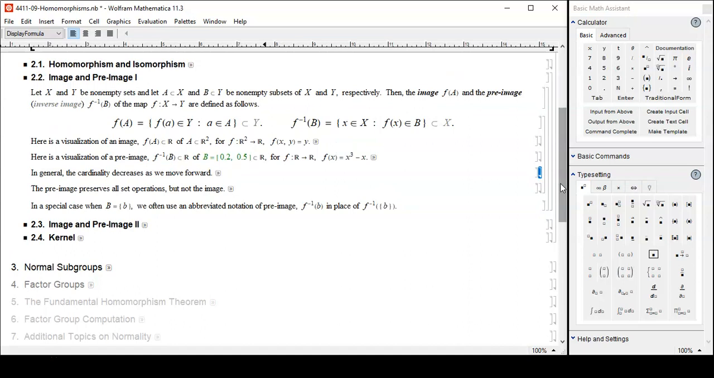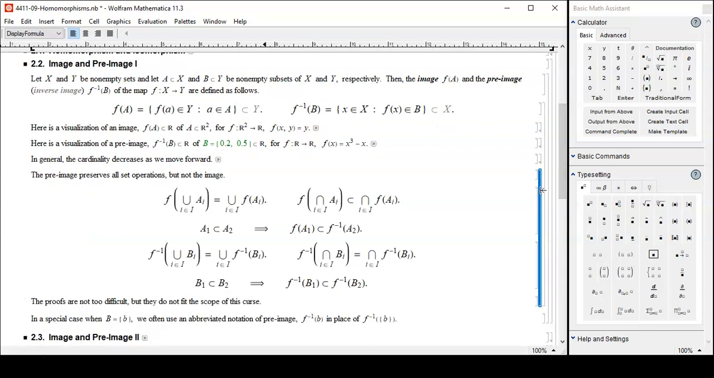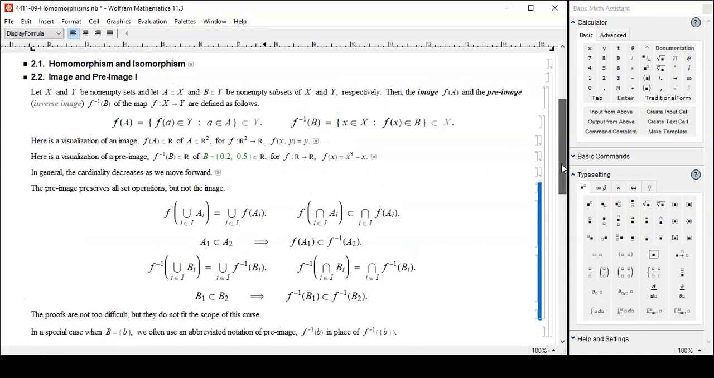Okay, so much for the easier part. And then here's a big deal. The preimage preserves all set operations: union, intersection, and inclusion. They're all true. They're all equal. The image, on the other hand, close but no cigar. Union, yes. Inclusion, yes. Intersection, not necessarily. So, preimage, all yes. For image, careful about the intersection.